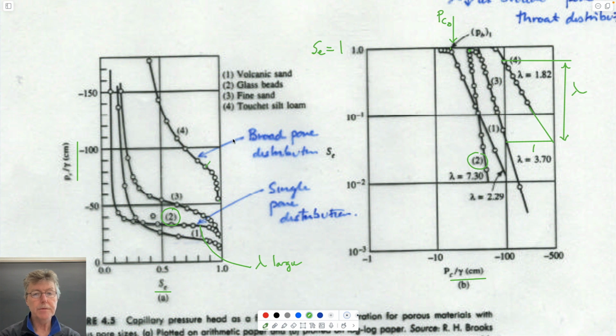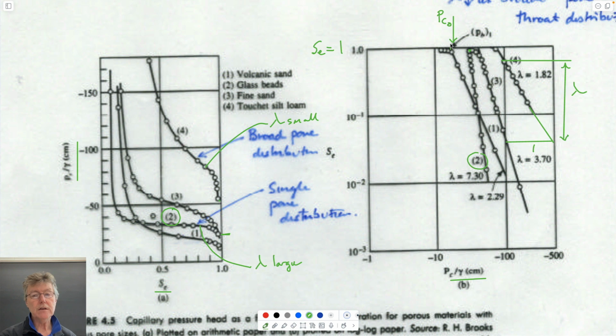And this would be the opposite. This would be lambda small. So it just describes the shape of this curve. So lambda says how steep the curve is, how steep the changes in pressure. And I guess the other characteristic is PC0, which decides exactly where on this ordinate you are.